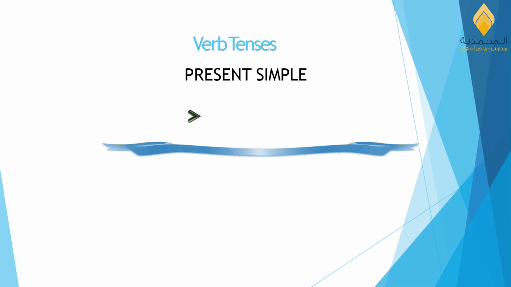Now I'm going to make it more simple. I'm going to start with each verb separately. The first verb that we are going to deal with is present simple. So now, let's see how we deal with a sentence in the active form and how we are going to change it into the passive form.